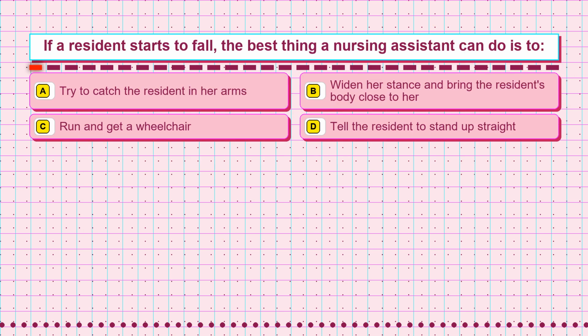Question 9. If a resident starts to fall, the best thing a nursing assistant can do is to: Option A. Try to catch the resident in her arms. Option B. Widen her stance and bring the resident's body close to her. Option C. Run and get a wheelchair. Option D. Tell the resident to stand up straight.